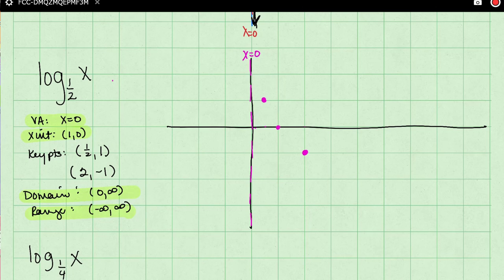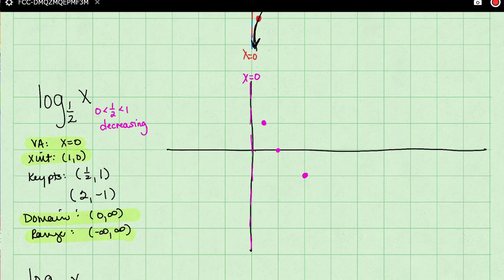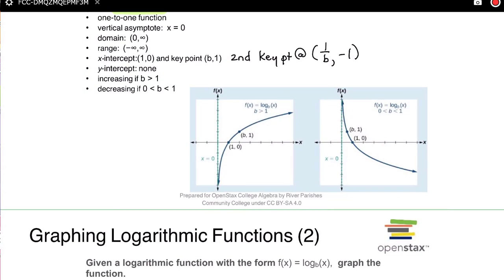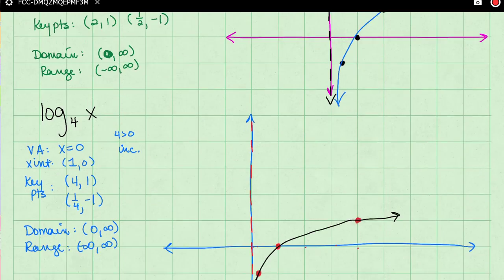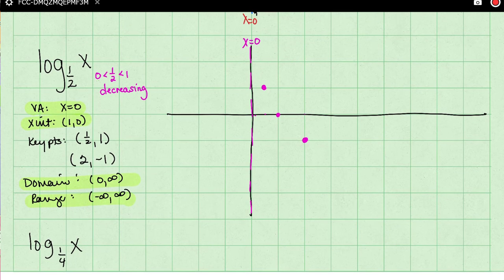Now, 1/2 is between 0 and 1, which means it's decreasing. So I just want to remind you what that decreasing graph looks like. It looks like this one on the right. It's going to swoop down like that and go through 1, 0. All right, so it's going to swoop down. Let me do a different color so you can see. Swoop and curve like that. All right.